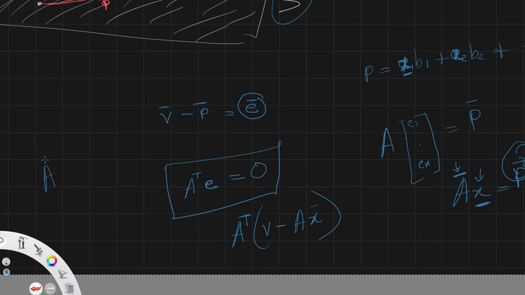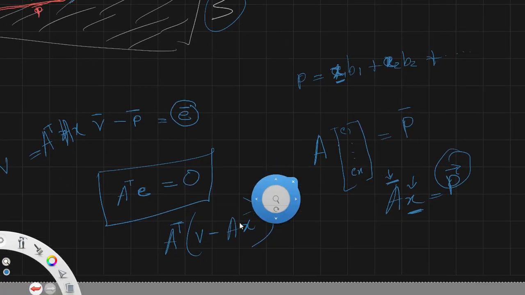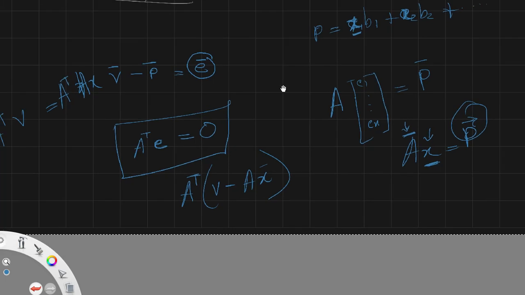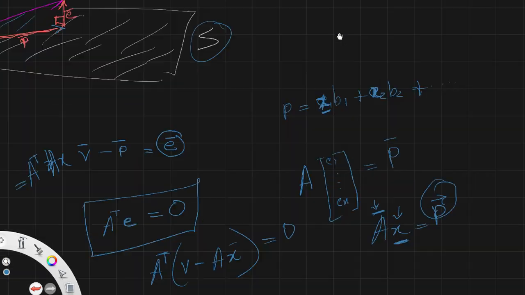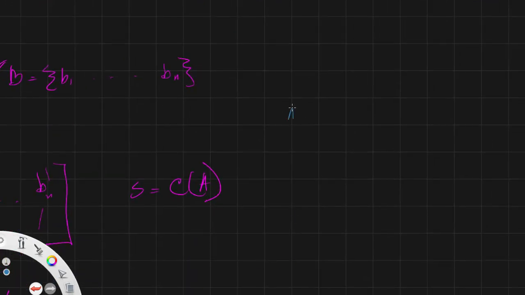So we have A transpose V is equal to A transpose A into X. You know what? I think I need more space, so I'm just going to bring it up here. We had A transpose V minus A transpose Ax equal to 0. So let's write it here: A transpose V minus A transpose Ax is equal to 0. So if we break it up, we have A transpose V is equal to A transpose Ax.